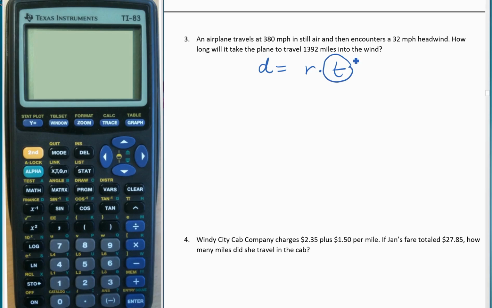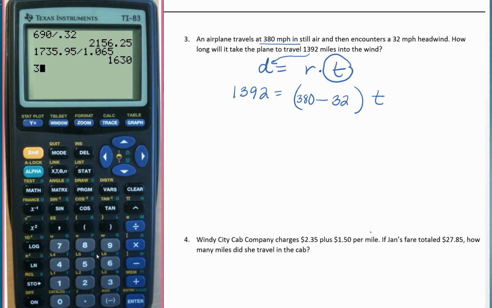It says how long. Okay, now we know the distance we want to talk about is 1,392 miles. And what we need to be careful about here is our rate. Now the headwind is slowing us down, so we're going to have to subtract that from our rate in still air. So we're told that it goes 380 miles per hour in still air, but then our 32 mile per hour headwind we're going to have to subtract. Okay, so here we can just do 380 subtract 32.